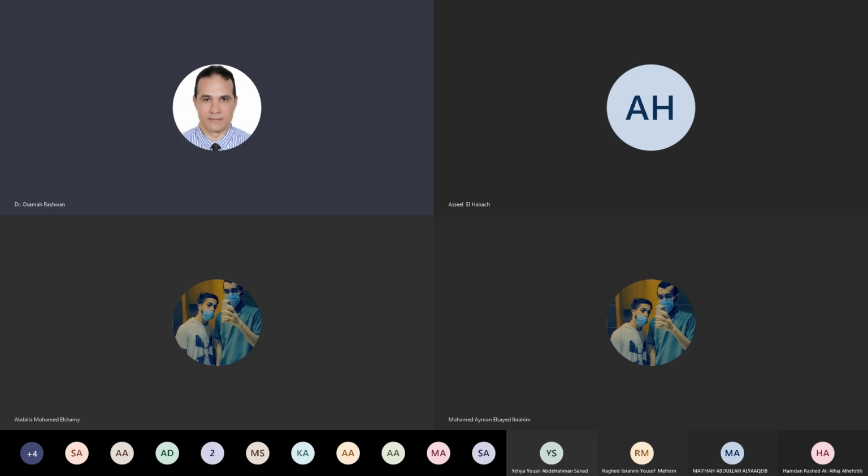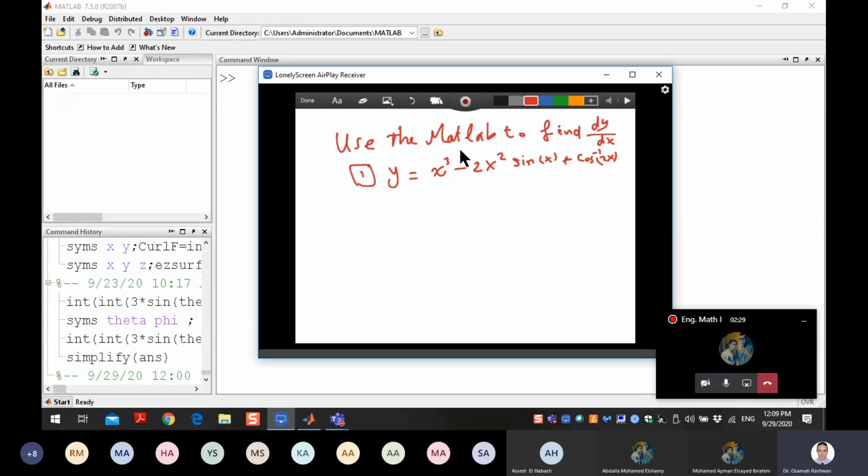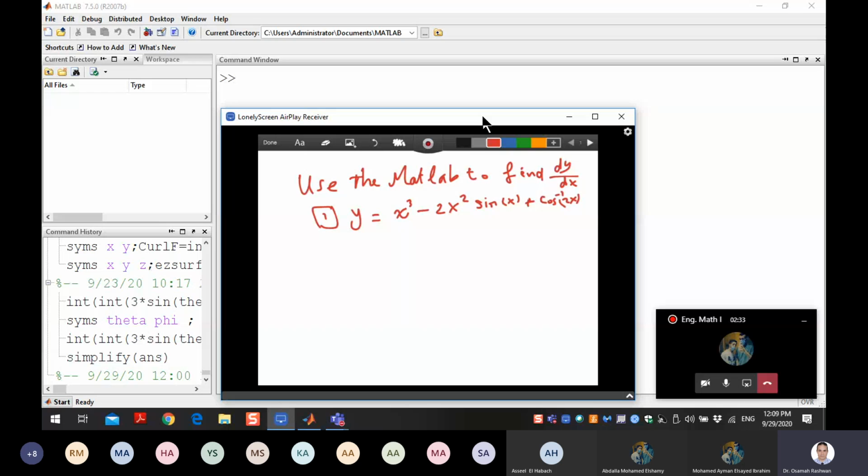Recording, and we have something to do with Matlab today. Using Matlab command to find the derivative dy by dx. For this one, y equals (x plus 1) over (x squared minus 2x plus 3). Okay, that's it. How to type this one using Matlab?